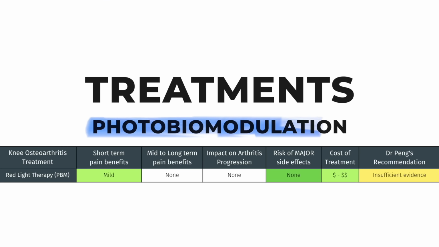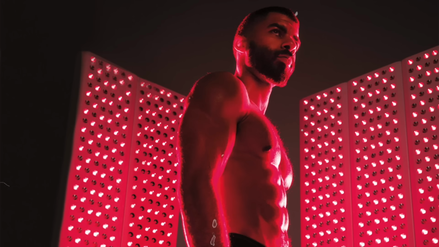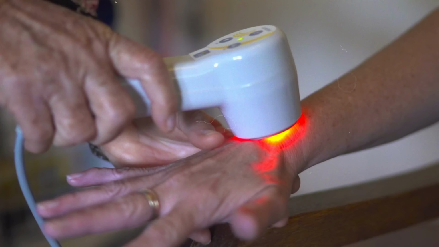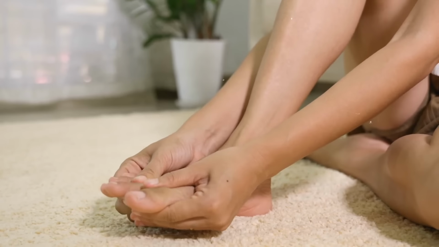Now let's talk about a newer type of treatment that has been gaining a lot of recent attention. Photobiomodulation, also known as light therapy, is gaining traction as a treatment option for chronic pain, with red light therapy and low-level laser therapy being used for conditions such as osteoarthritis, tendinitis, and neck and back pain.